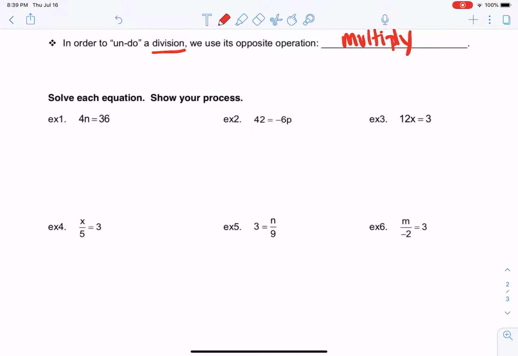And let's try some of these together, and then I'll have you try some on your own. So example 1, again, I'm going to draw my fraction bar. This is a multiplication problem, so to undo it, I'm going to divide by 4 to get n by itself. My answer should be 9. Go ahead and try example 2.